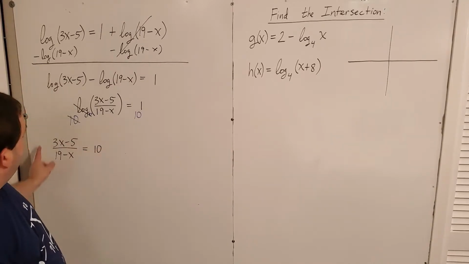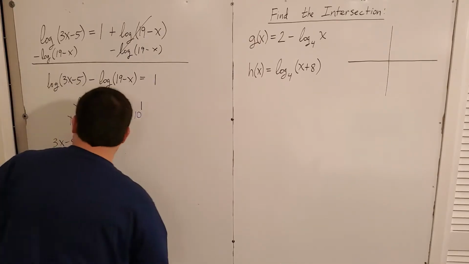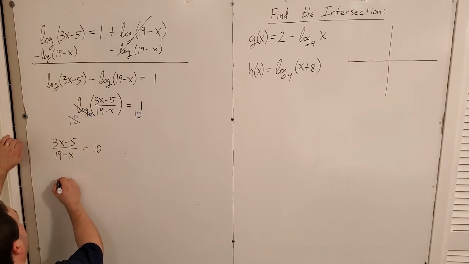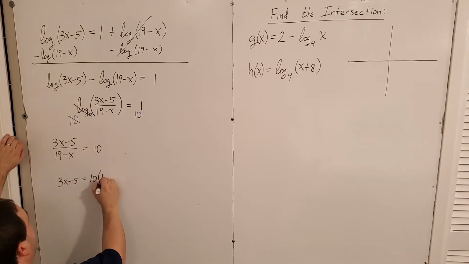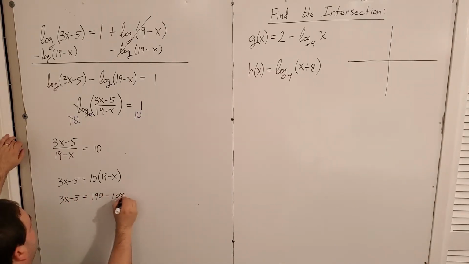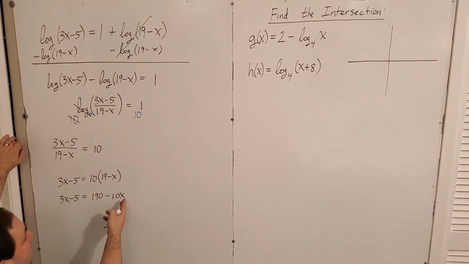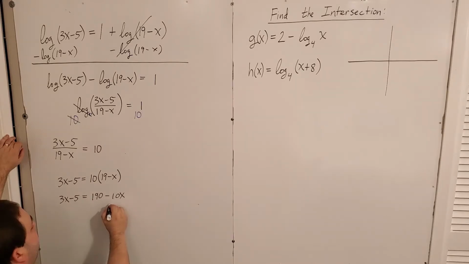And now I've got a rational equation I need to solve. So I'm just going to multiply this denominator to both sides. I'm going to distribute. Right? Linear equation. I'm going to add 10x and I'm going to add 5.